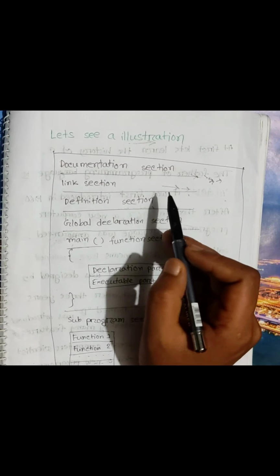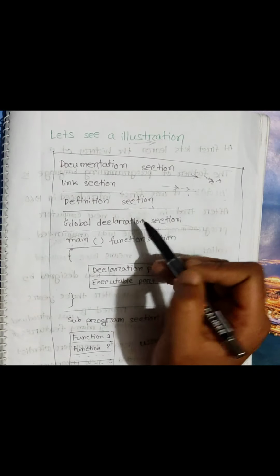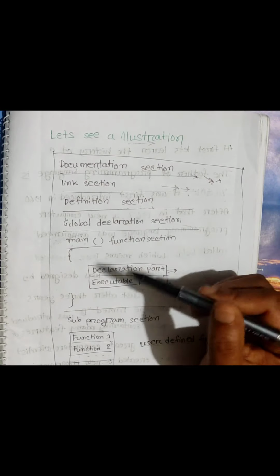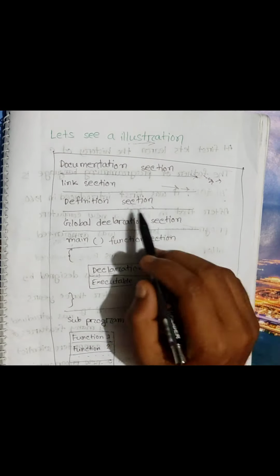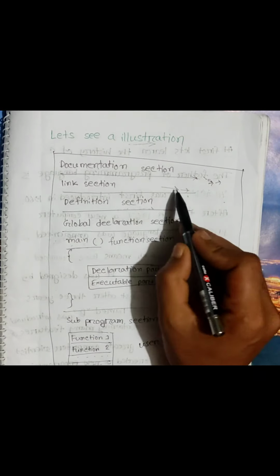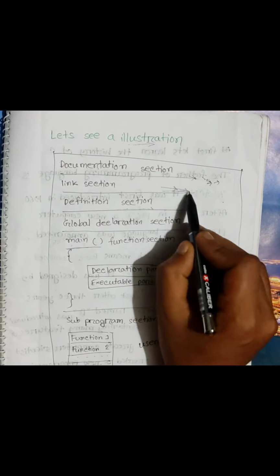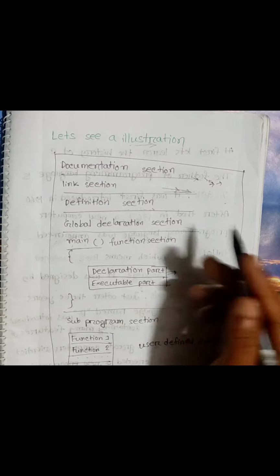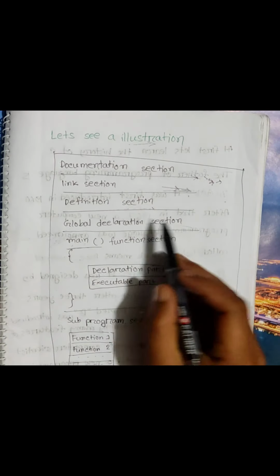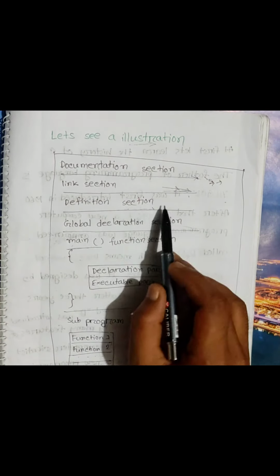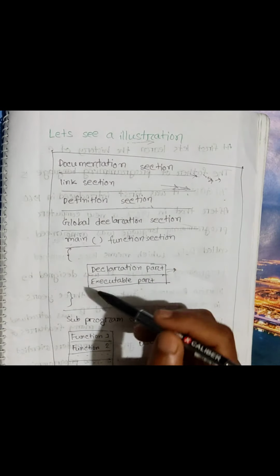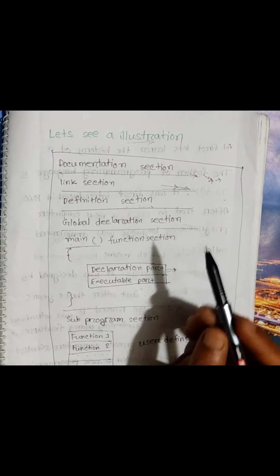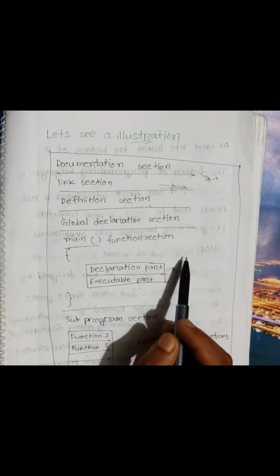Okay, let's go to link section. The link section provides instruction to the compiler to link functions from the system library. We'll discuss it later. There is a library for C program, as every programming language has. Okay, let's come to definition section. The definition section defines all symbolic constants. Okay, let's move on to main function section.